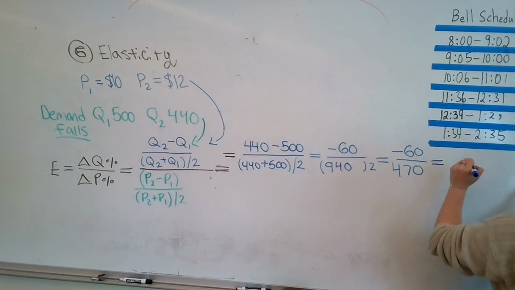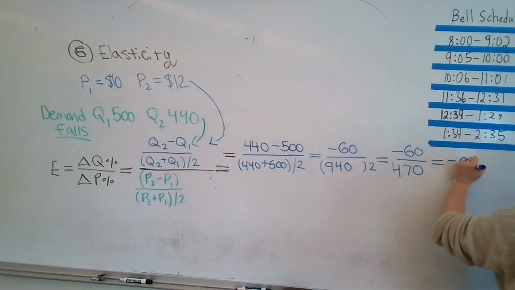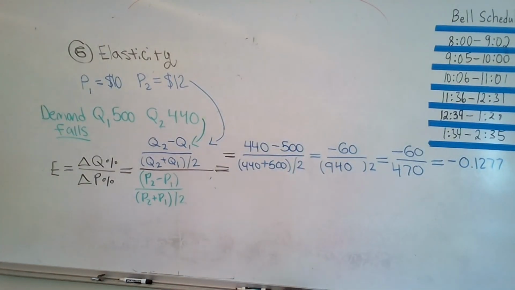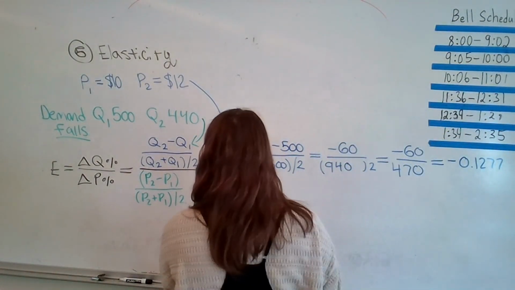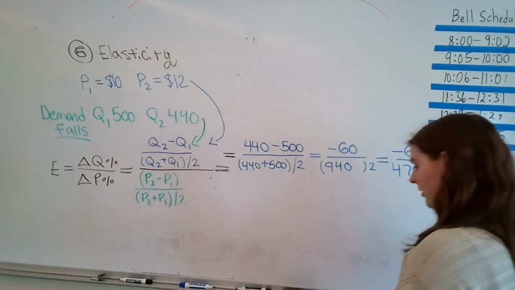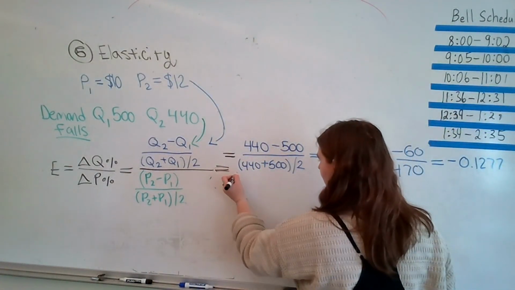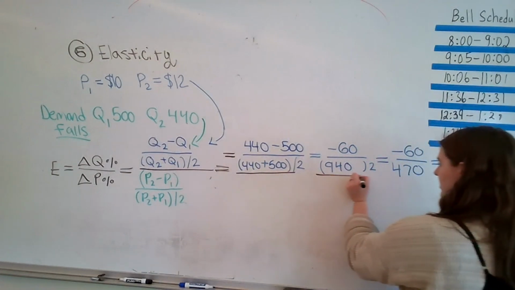That's going to give us about negative 0.1277777777. We've made it. This is our first step. We did quantity. Now we're going to do price. Halfway there. Remember, this is over something each single time.